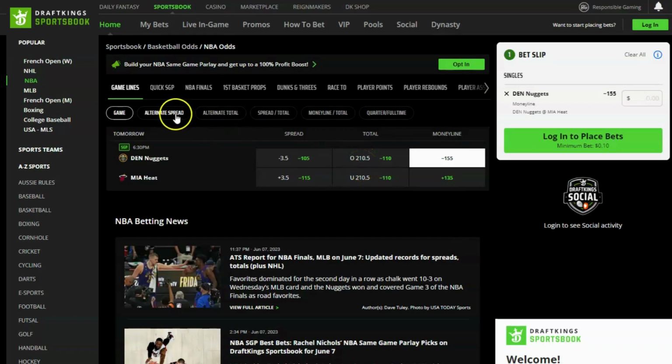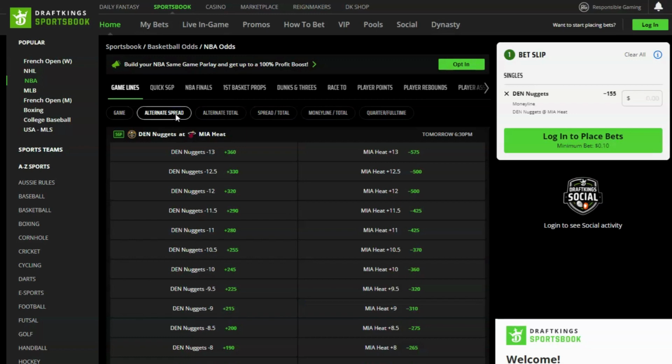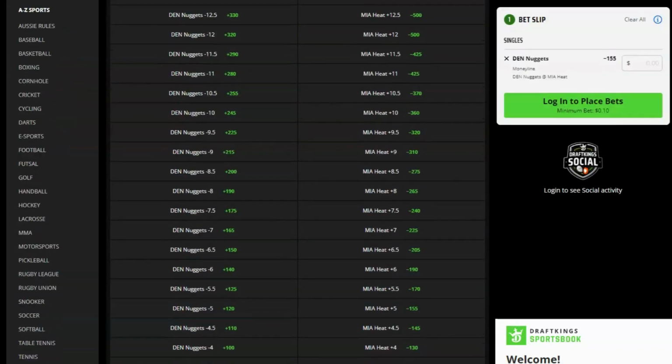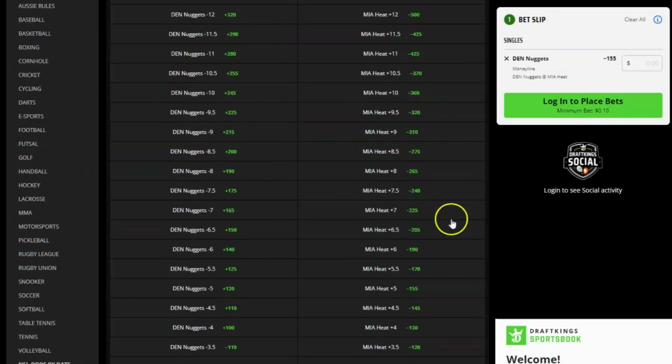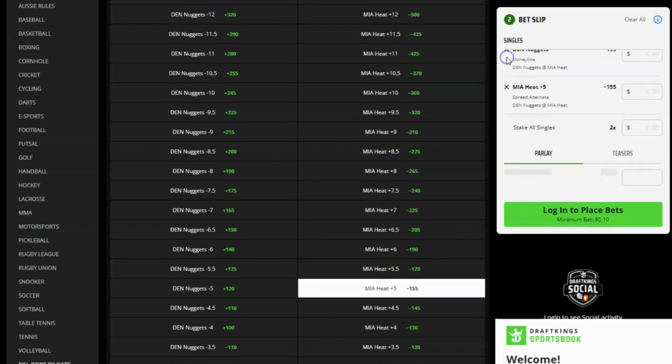Now I can tell you that alternative spreads, alternative totals are here, and it's sort of like the options in the stock market. Okay, you can sort of like take numbers out. I think Miami plus 5 is a good bet, based on the math or based on whatever you saw from some tools from OddsJam.